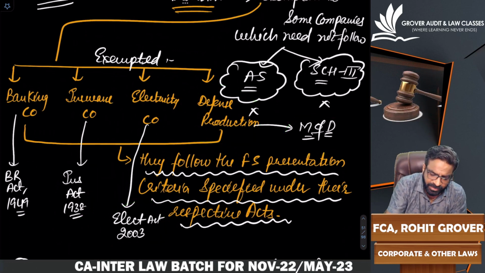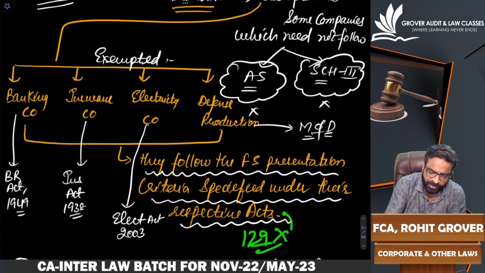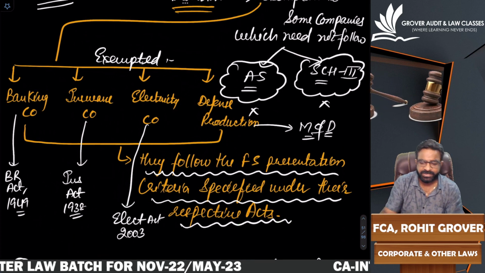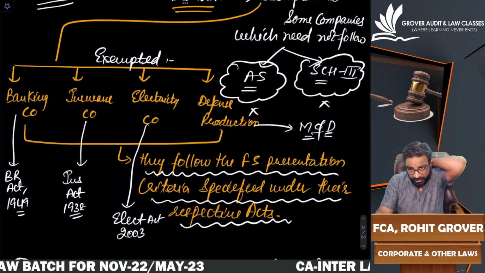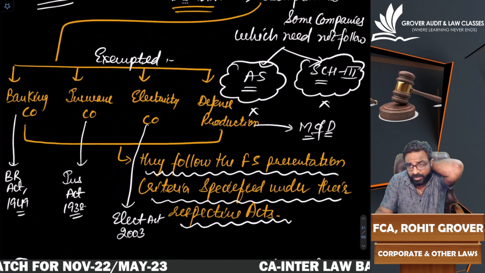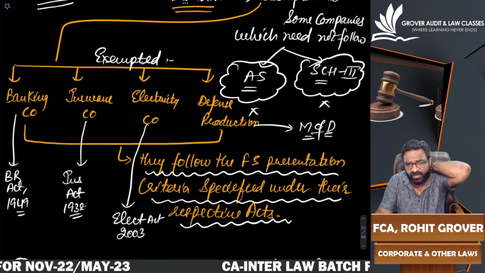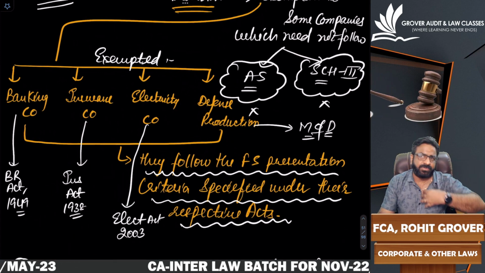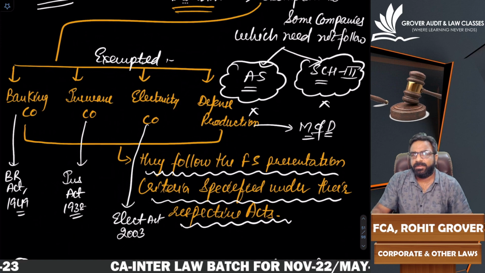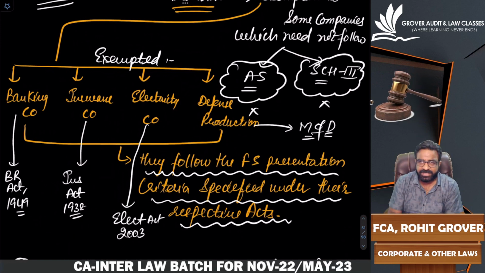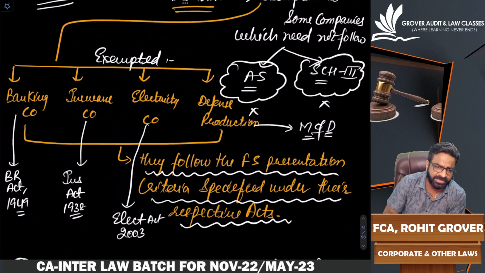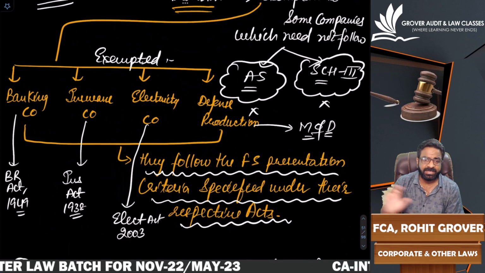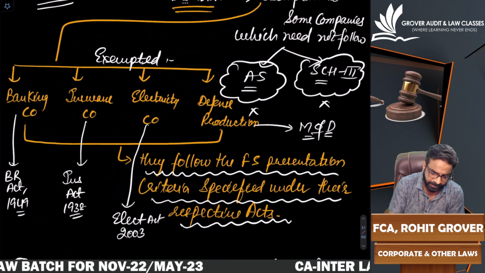So they all are saying, sorry, we will not follow the format of financials under 129. Am I correct? Yes, sir. So this is the exemption of section number 129. Pavitra, a Section 8 company has to follow the same format only, because a Section 8 company follows the Companies Act only. So the exemption is given only to these four companies: banking, insurance, electricity, and defense production. Everyone clear up to this point? Yes, sir.